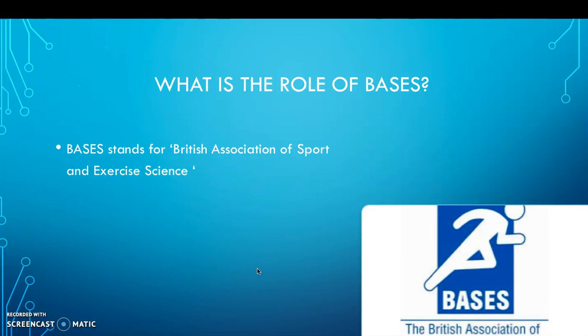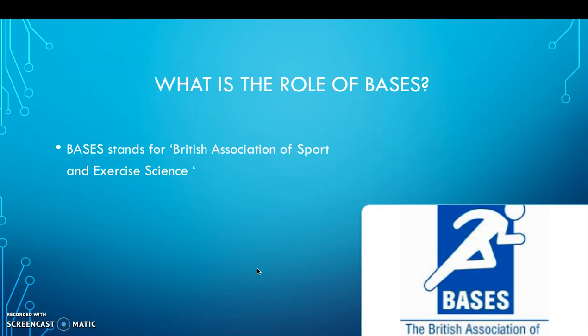So firstly, we're going to go through what BASIS stands for. It stands for British Association of Sport and Exercise Science, and their role is to govern sports and exercise research to make sure that the research that is being done is legally and ethically conducted. To help make sure of this, they produce a code of conduct which makes sure that the researcher who's doing the study doesn't break any rules.